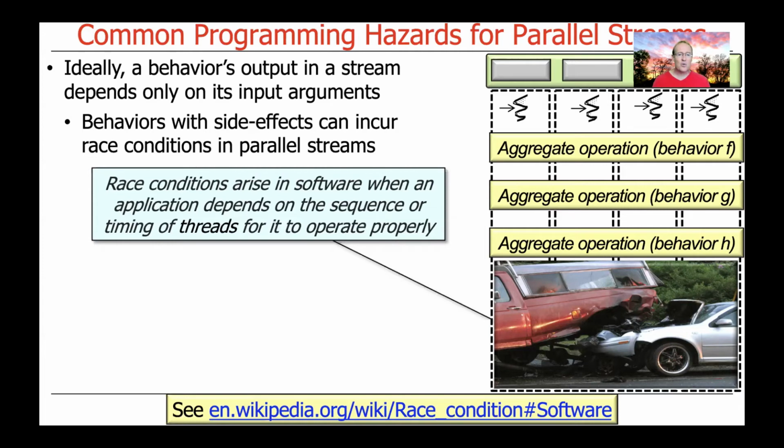So what is a race condition? Well, a race condition is a problem that arises when your software, or your application based on software, depends on the sequence or timing of multiple threads in order for it to operate properly. So race conditions occur if there is shared mutable state that can be accessed, read and written, loaded and stored, if you will, from multiple threads, and you only get the right answer if things happen to go perfectly.